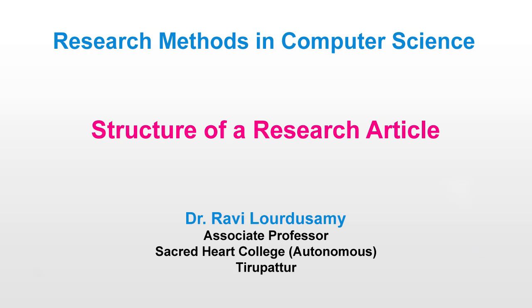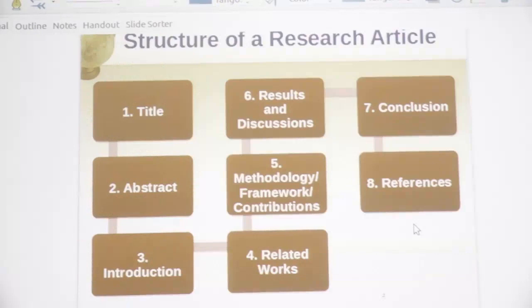This video will educate you on the topic how to structure a research article. Normally, the structure of a research article will contain all these 8 sections, namely title, abstract, introduction, related works, methodology, framework and contributions, results and discussions, conclusion and references.